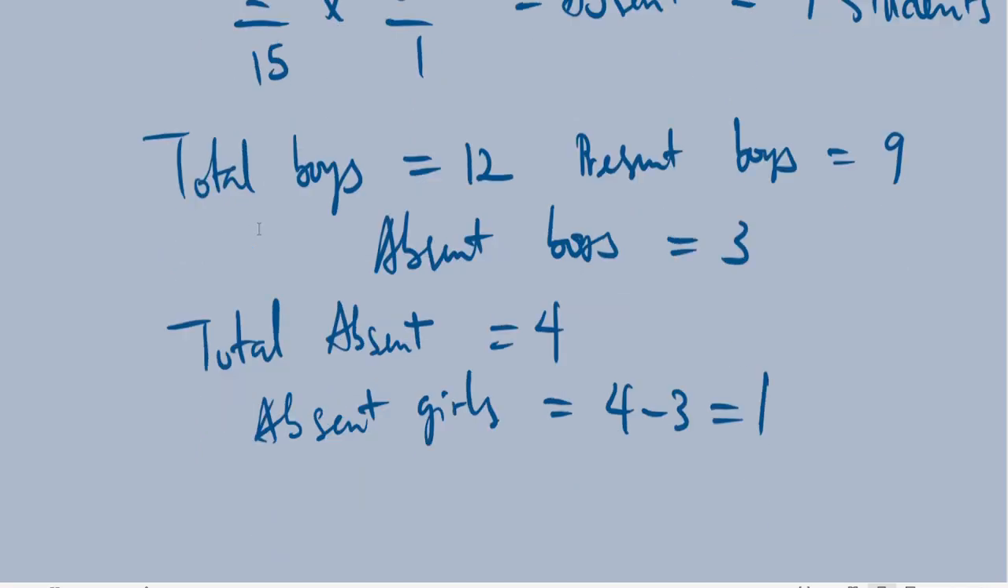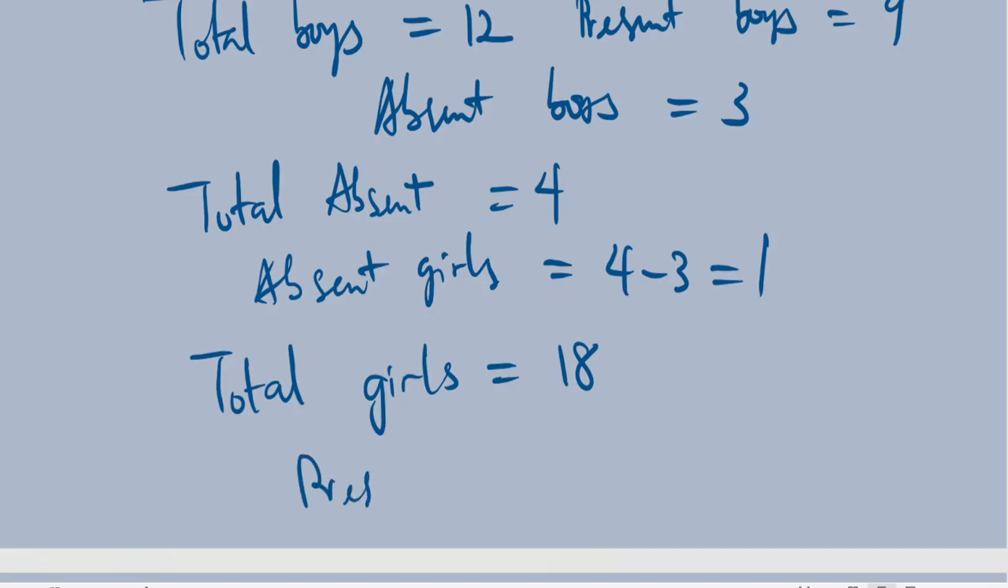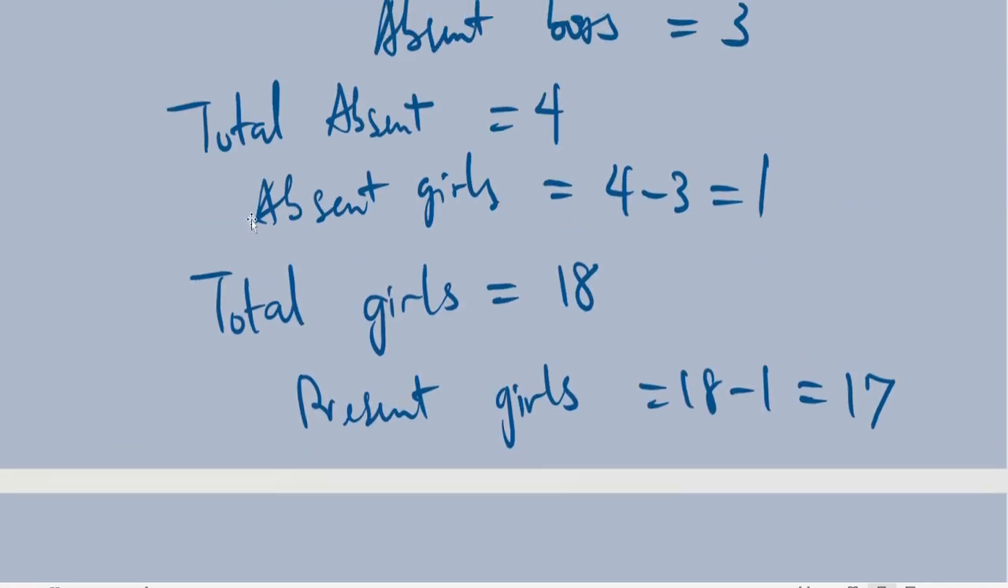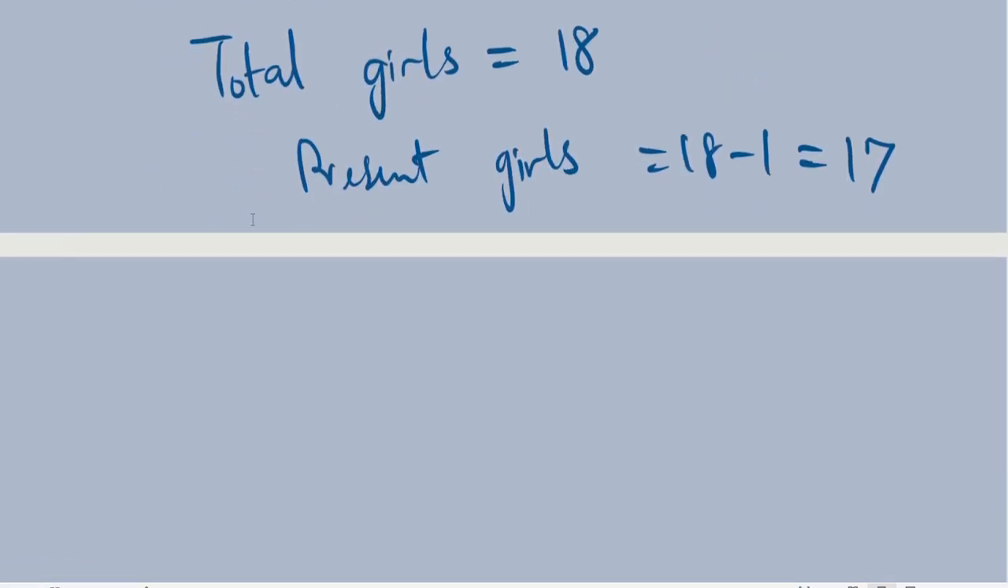If absent girls is 1 and the total number of girls is 18, that means the number of present girls will be 18 minus 1, which is 17. So there are 17 girls that are in school that day. I believe you understand it properly. If you don't seem to get it, you can watch the video again so you understand properly.